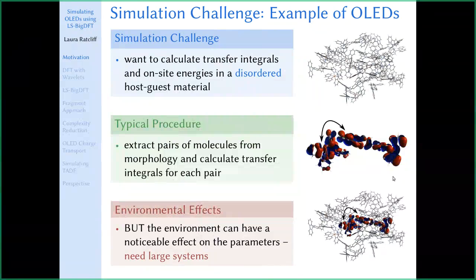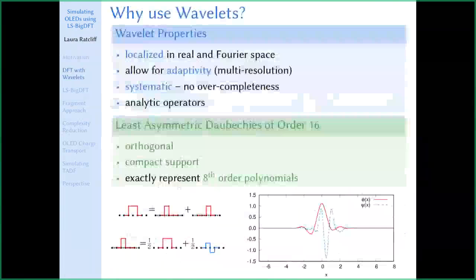But actually, one of the things that we know is that the environment surrounding this pair of molecules can have quite a big difference on the parameters that you calculate. And a more realistic approach would be to do something like this. But of course, if you're going to be able to calculate properties in systems like this, you need to be able to treat large systems from first principles. And so this is one of our main areas of interest in the Big DFT code.